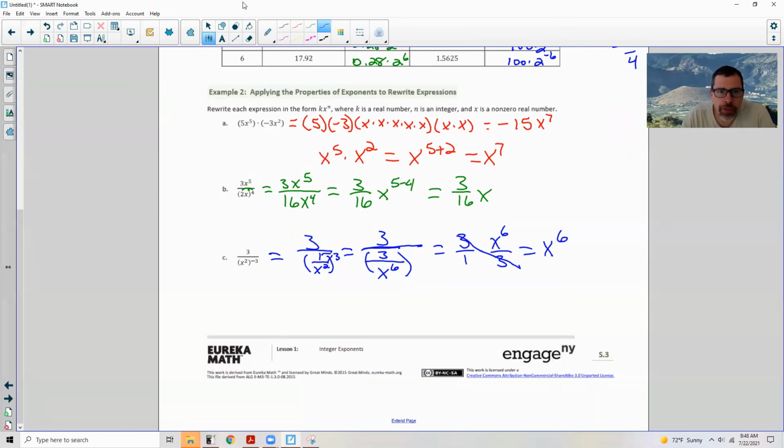Okay, and I made a mistake there, so let me fix it real quickly. My apologies. 1 times 3 is not 3. So let me get rid of this and fix that. 1 to the third power is still 1. My apologies. And then that would be 3 over 1 times x to the 6th over 1, and that would give me 3x to the 6th power. Okay.